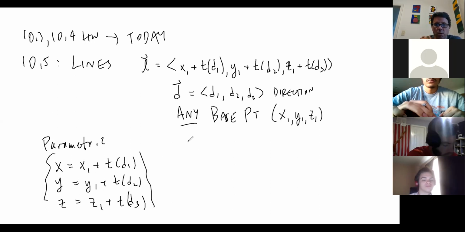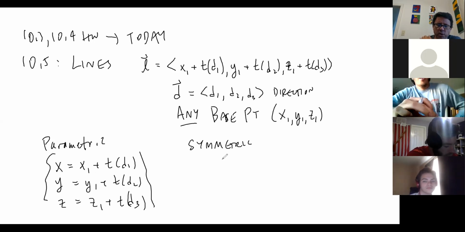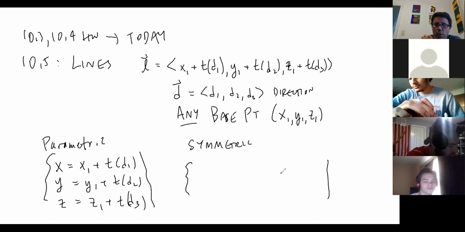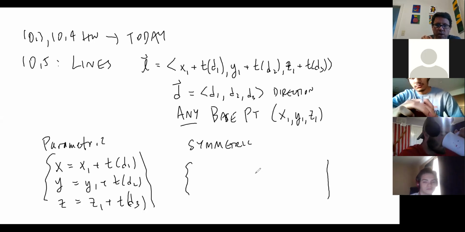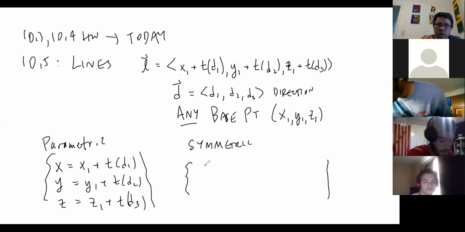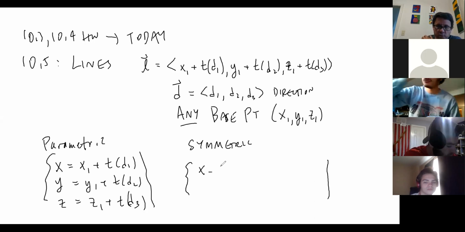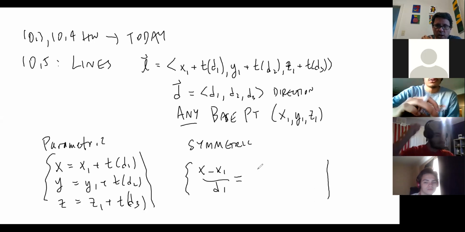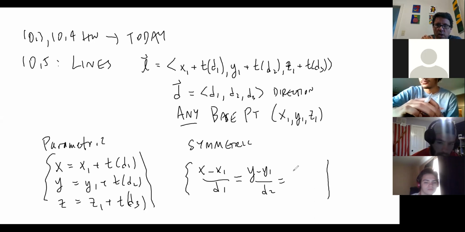If you don't want to do that, there's the symmetric form. It takes a little while to figure out, but once you get it, it's a bit more condensed. It's a series of equalities, so instead of writing a bunch of equations, we just write one chain of them. I take and solve for t in each one and then set all three t's equal to each other because they're the same. So x minus x1 over d1, y minus y1 over d2, and z minus z1 over d3.